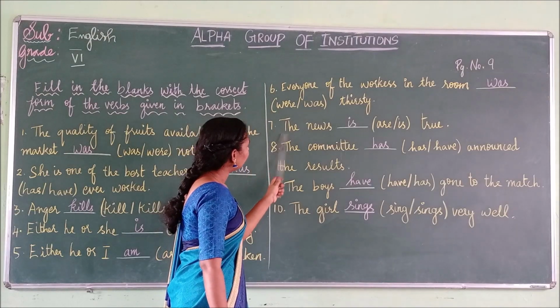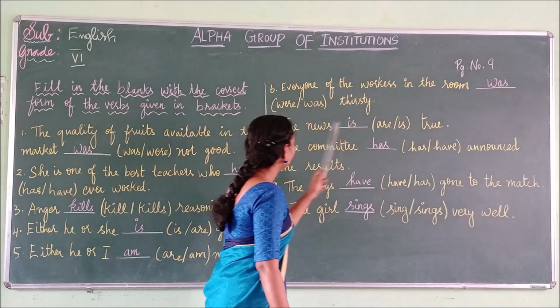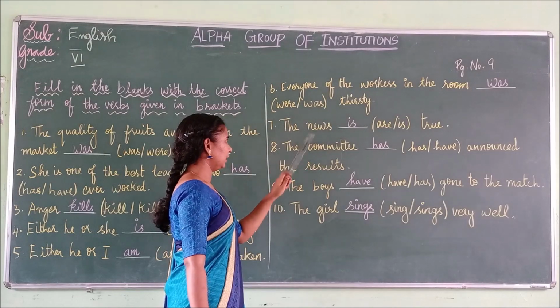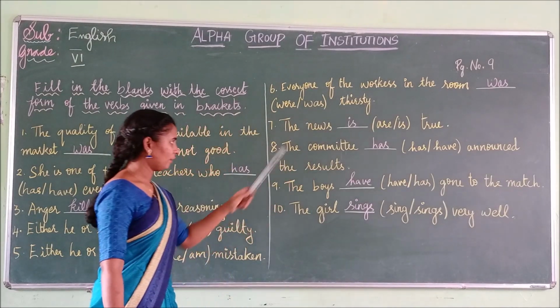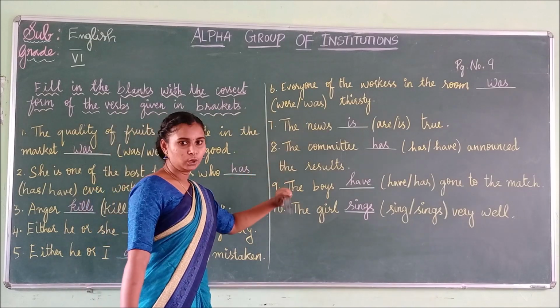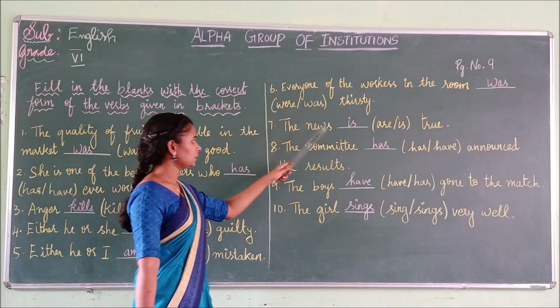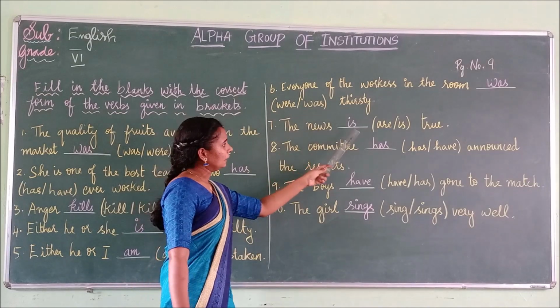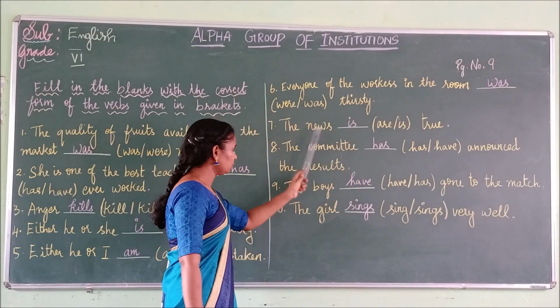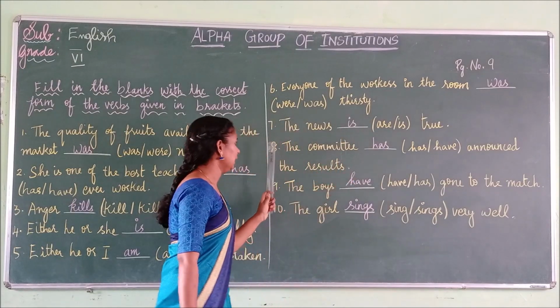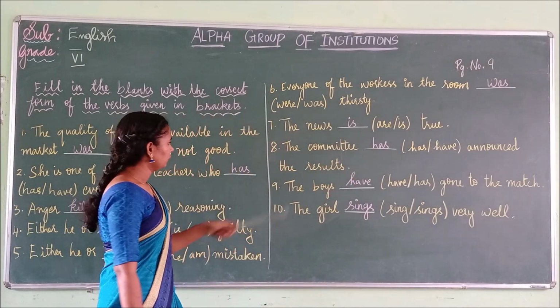Next, the news dash true. If you see news here, you'll be confused because you have got is and are, whether it is singular or plural. But actually, this is singular form. So the news is true. You should not use are, you should use is. The news is true. Okay, so next we'll come to the eighth.